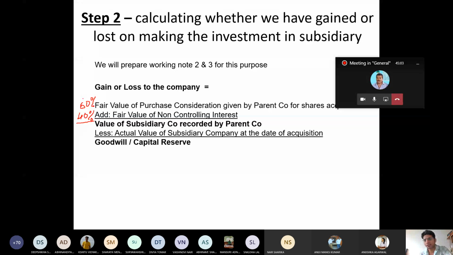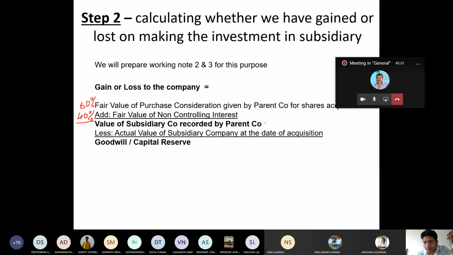How to do that? We'll see. I'll take a numerical example. The total of these two will give me the value of the subsidiary company recorded by the parent company. So this is the actual value we are going to pay, from our books of accounts and balance sheet point of view, the total amount we are going to pay for the subsidiary company.